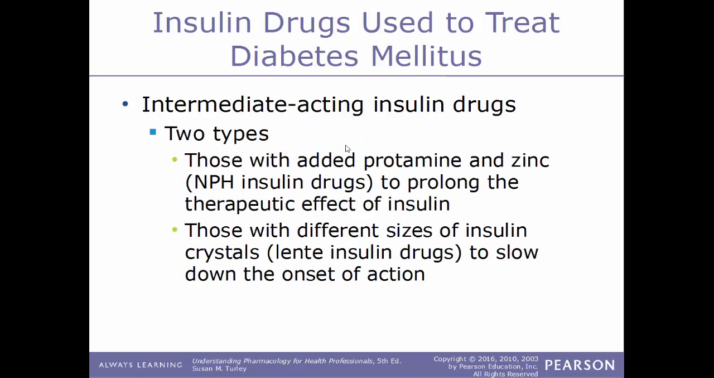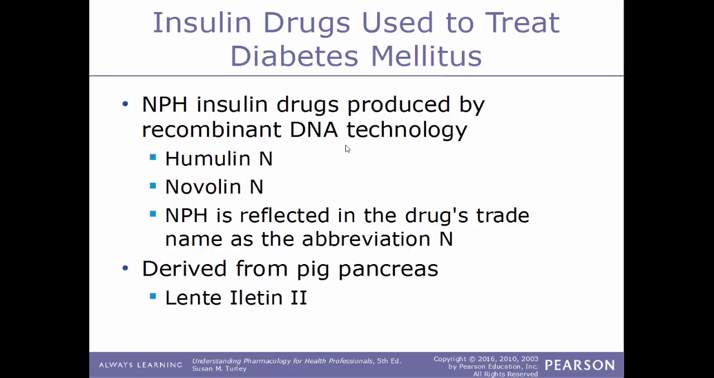And there are 2 types of intermediate-acting insulin drugs. You have those with an added protamine and zinc. They're added to prolong the therapeutic effect of insulin. And those with a different size of insulin crystals. And the size difference is to slow down the onset of action. And there are some different types of intermediate drugs that are produced. And the acronym NPH insulin, also known as isophane insulin, is another term to represent intermediate-acting insulin.